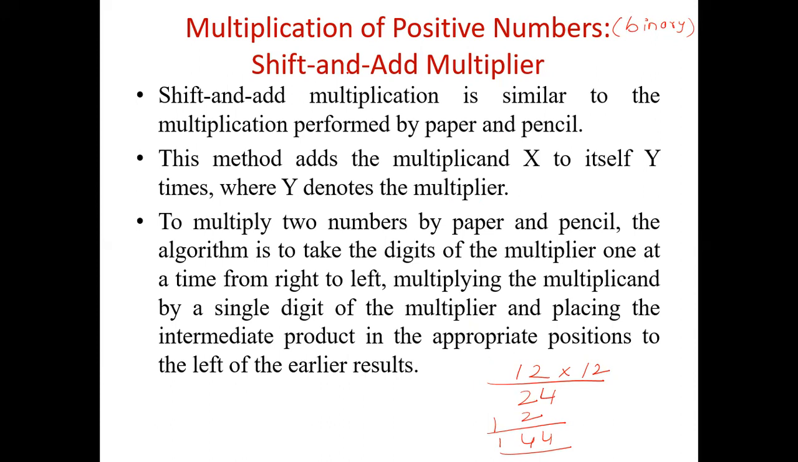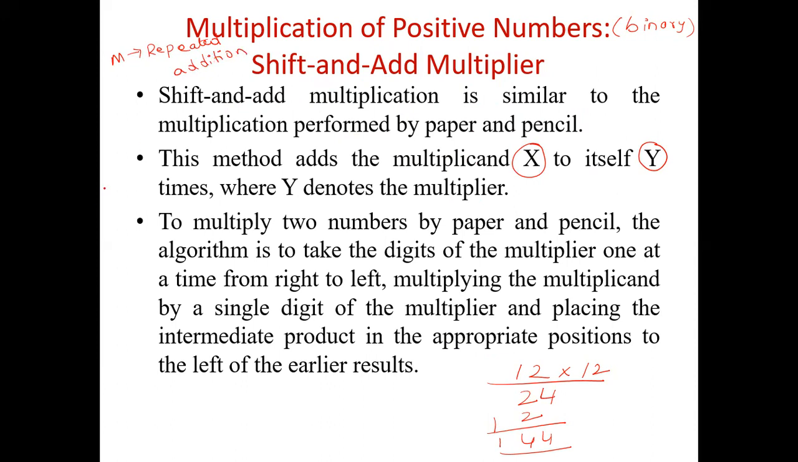So that's why in the definition they have given that shift and add multiplication is similar to the multiplication performed by paper and pencil. So here two things. One is a multiplicand that is called x, and it will be multiplied with a number that is called the multiplier, that is called y. So normally we would say multiplication is a repeated addition. I hope this term you might have heard already.